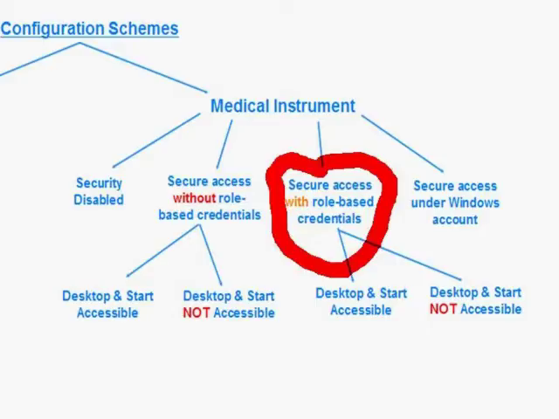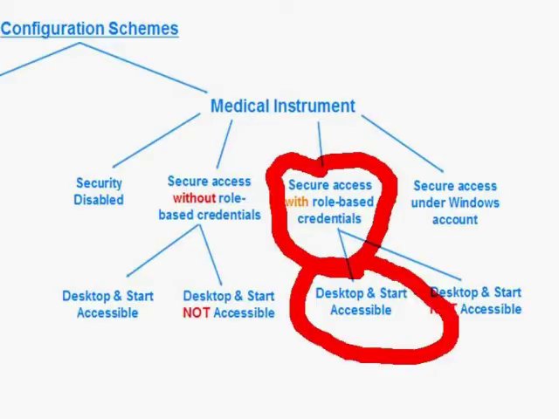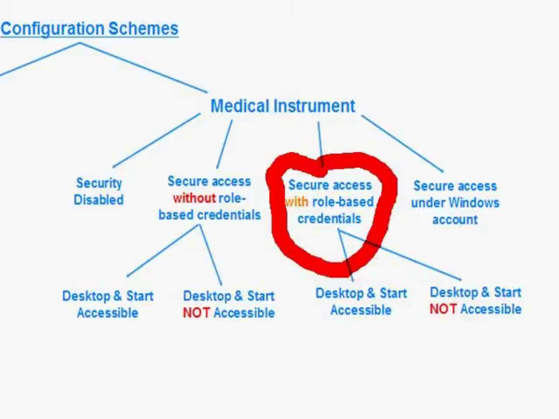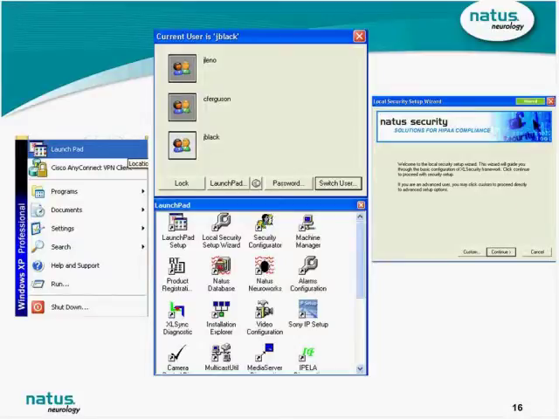If you noticed, I was able to go to the Start button, and I could access the menu on my Start button. Because when you pick this mode here, you also have 2 options. You can decide whether or not you want to have the desktop and the Start button accessible or not. So in my case, in the example that you saw, we had the desktop and Start button accessible. There is an option to have secure access with role-based credentials and not have the Start button and the desktop accessible. So let me show you how we did that.